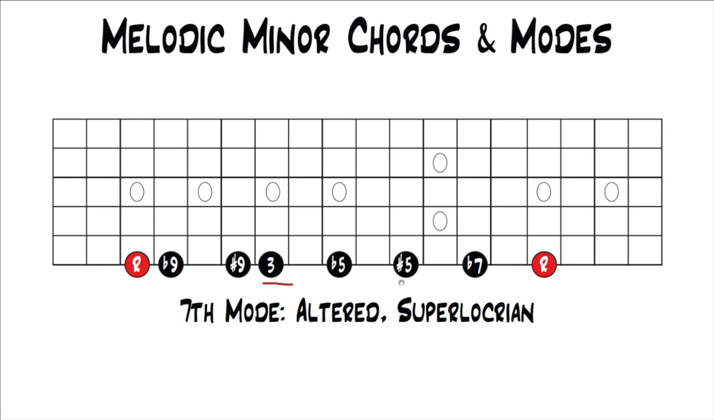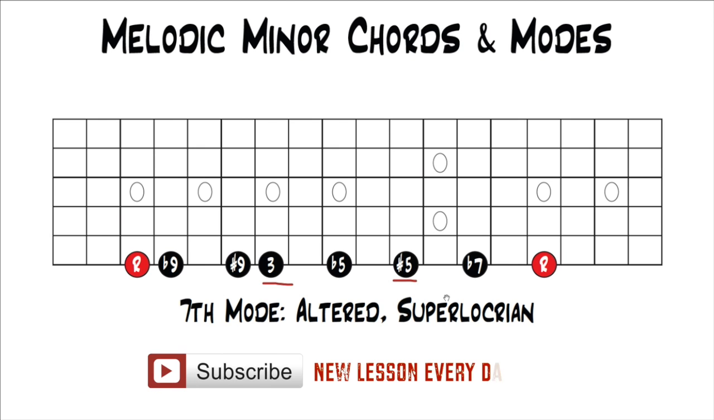The flat 6, you still consider a flat 6, but it's most common to consider it a sharp 5, or sometimes considered a flat 13. It's the same thing. And then keep the flat 7. And this is a really useful scale in jazz type music to use over what are called altered chords.